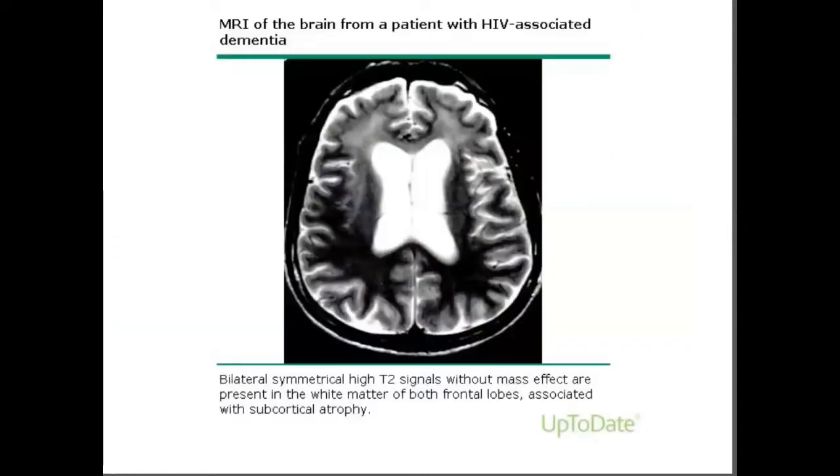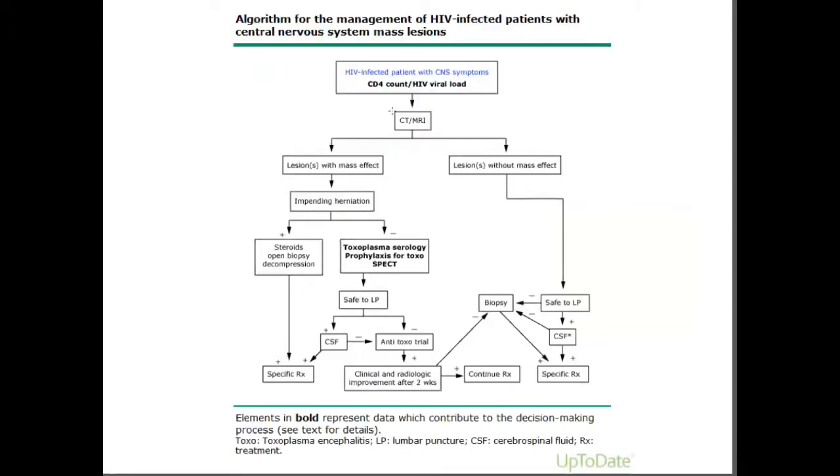The next one is MRI of the brain lesion in a patient with HIV-associated dementia. As you can see, the white matter of the bilateral area is involved in both frontal lobes associated with the subcortical atrophy, as you can see in HIV-associated dementia.